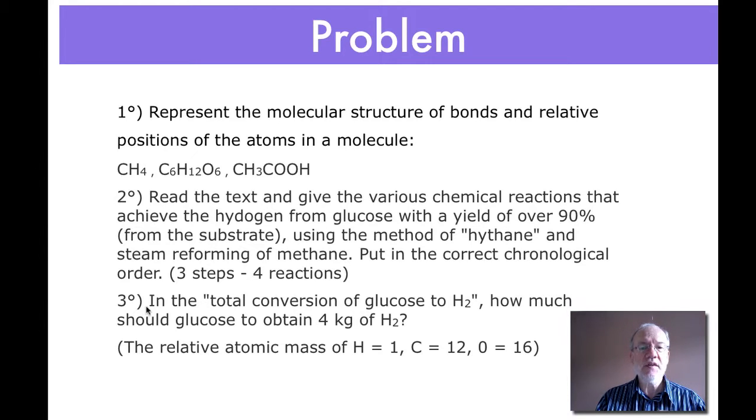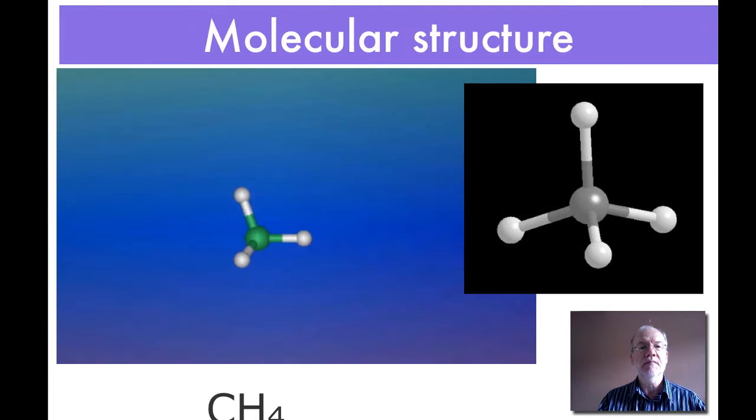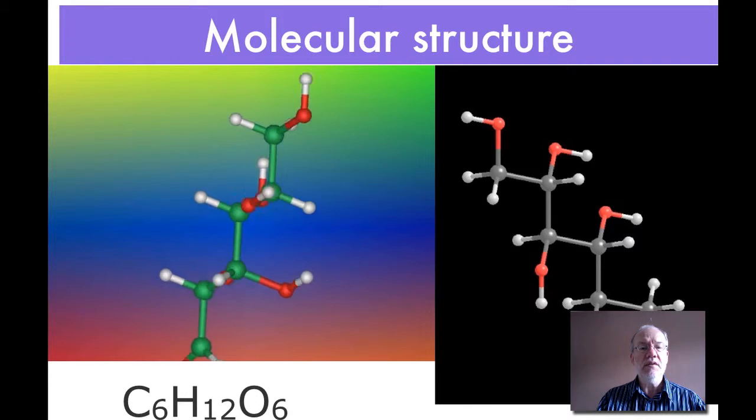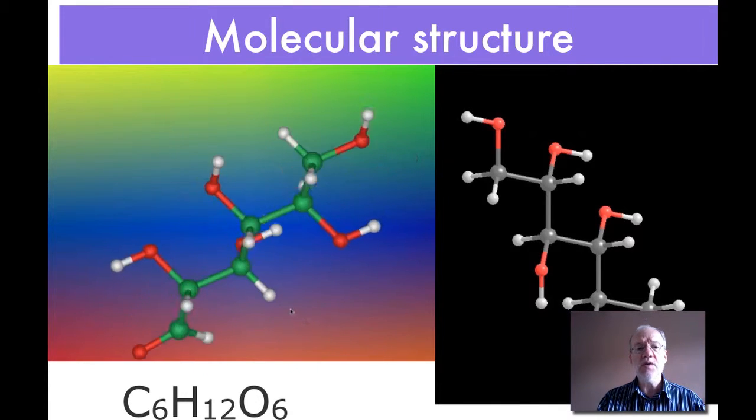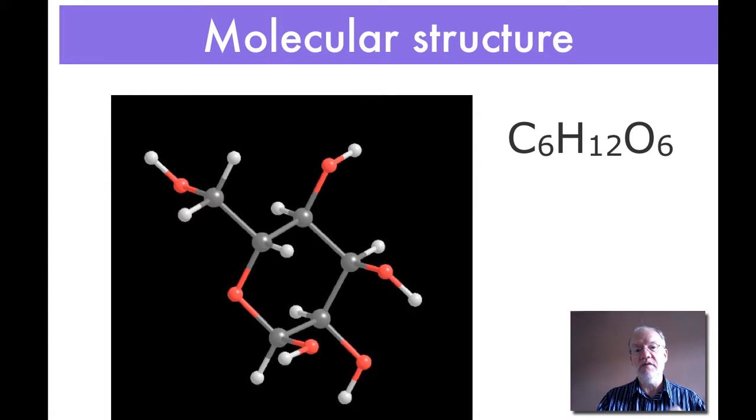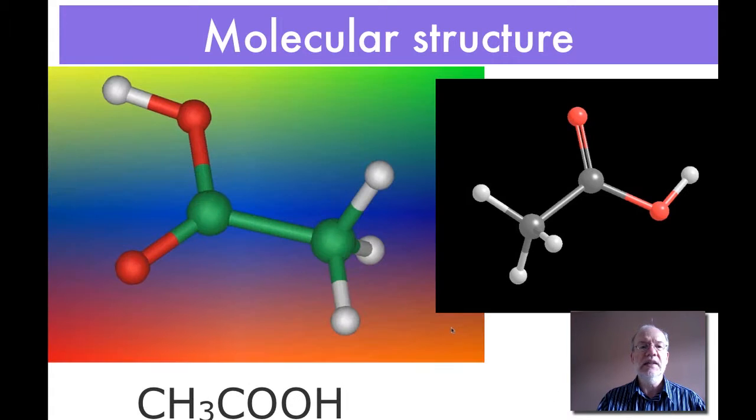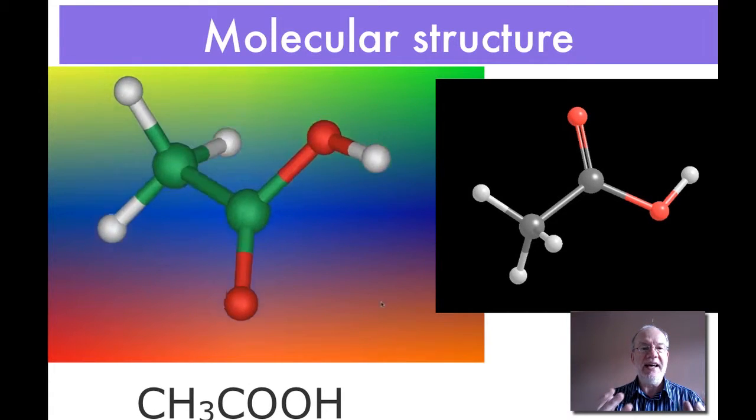The last question: if we use the total conversion of glucose to hydrogen, see the text, how much glucose do we need to obtain 4 kilograms of hydrogen? Here we have the relative atomic masses of hydrogen, carbon and oxygen. This molecule, you see, is the glucose, but you have also another way to arrange the glucose atoms. It is more cyclic glucose. And you have here the acetic acid.